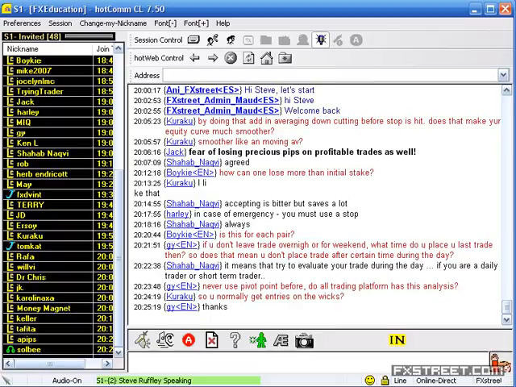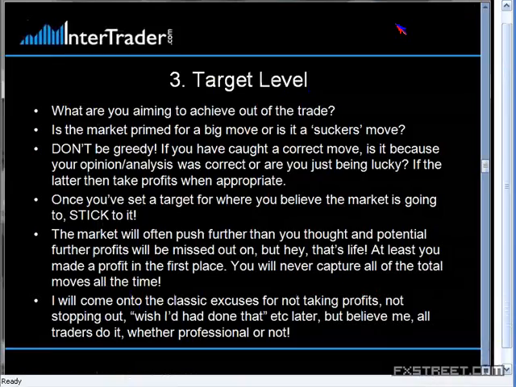Okay, number 3, target levels. So what are you aiming to achieve out of the trade? That's again when we go back to looking at what's happened yesterday or the day before. If we're looking at volatile markets and the markets are moving 2, 3, 4%, then we shouldn't be looking for small moves. Again, we're looking for the big continuations or the big retracements, because the bigger the market move, the bigger and quicker it'll snap back. This just happens all the time.